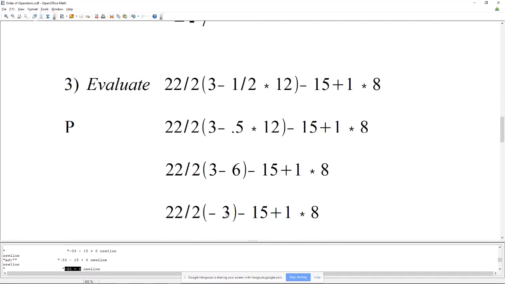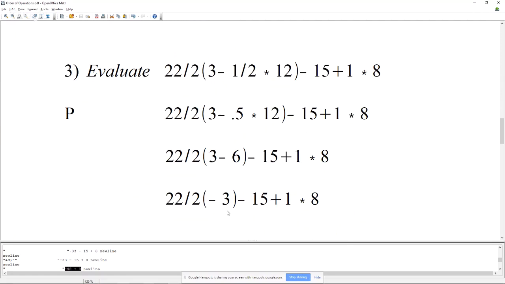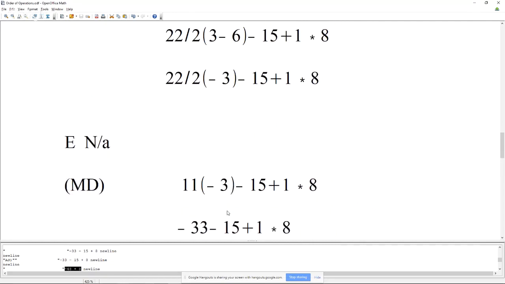Now we go back to the PEMDAS again. We go back to the P. No, I've done all the other brackets. There's no other brackets to do. There's no exponents. So the next thing is going to be back to M and D. In which case, here I have division first. This is called a solidus, or slash.